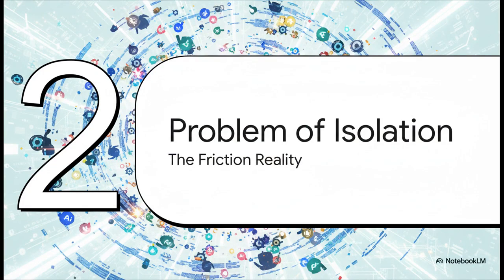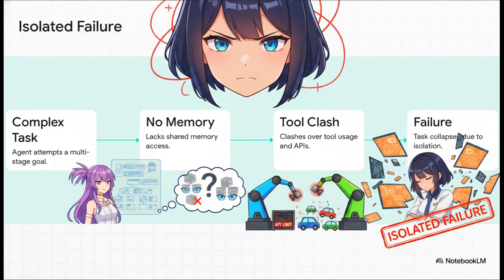Section 2. The problem of isolation. The friction reality. Okay, so we've got these brilliant, capable, totally autonomous agents. But what exactly happens when multiple independent agents try to operate in a traditional computing environment without any unifying structure? Well, in a word, chaos. It's a disaster. Step 1, an agent attempts a complex multi-stage task. Step 2, it completely hits a brick wall because it lacks shared memory access. It has zero idea what another agent just did 5 seconds ago, so it ends up duplicating work or pulling completely outdated data.